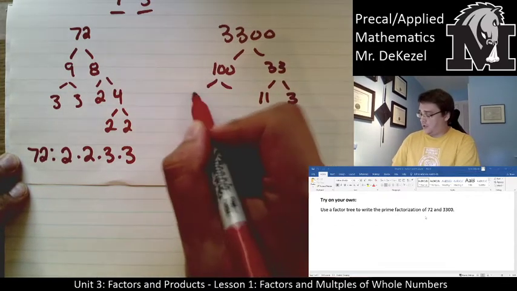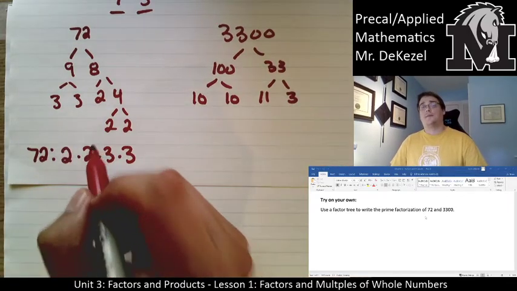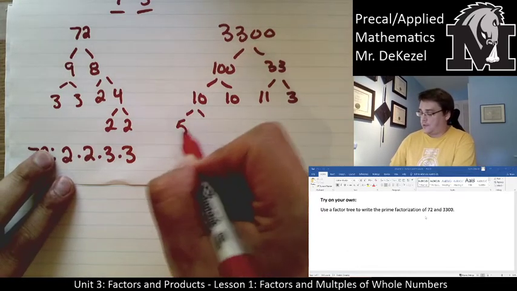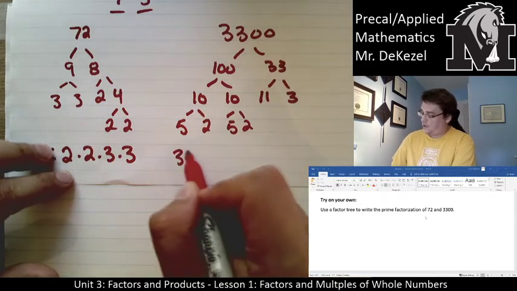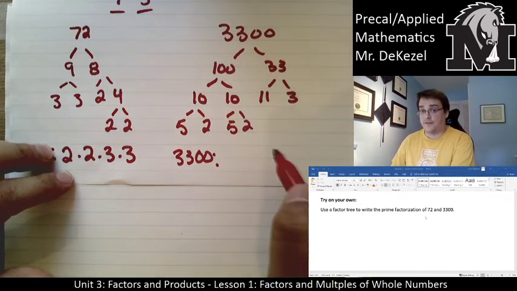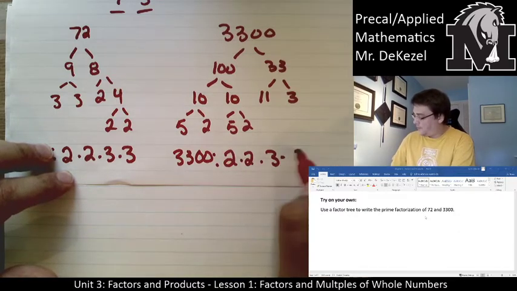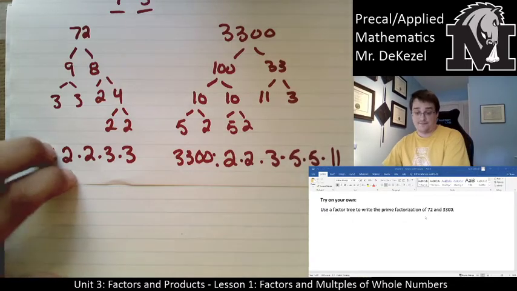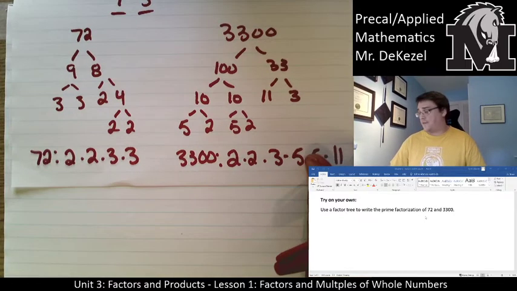We can break down 100 into 10 and 10. You could do 50 and 2 if you wanted to. Whatever works for you. And then both of these can be broken down into 5 and 2. 5 times 2 equals 10. So 3,300 can be written as a set of prime factors. There are two 2s, a single 3, two 5s, and an 11. So just like that, written as a set of prime factors. Sometimes it takes a little bit of time, but you can always find the answer.